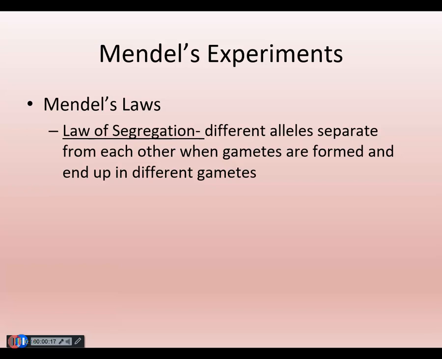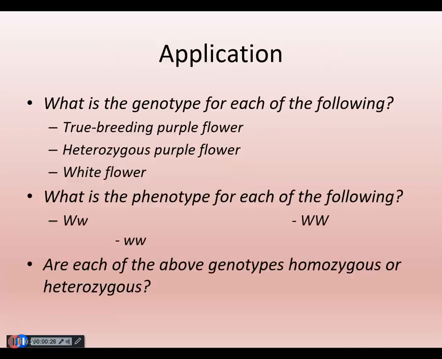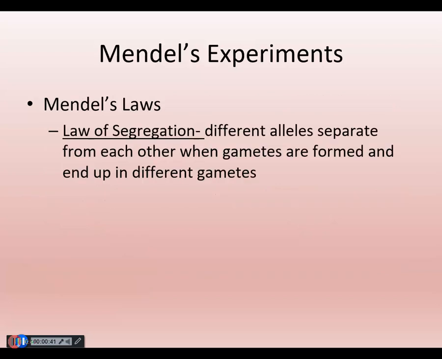And this just says that different alleles will separate from each other when gametes are formed, and they'll end up in different gametes. So in other words, if we have this heterozygous, when this splits up into gametes, one gamete will get the capital W and the other one will get the lowercase w, and they'll segregate away from each other. Okay, that's called the law of segregation.